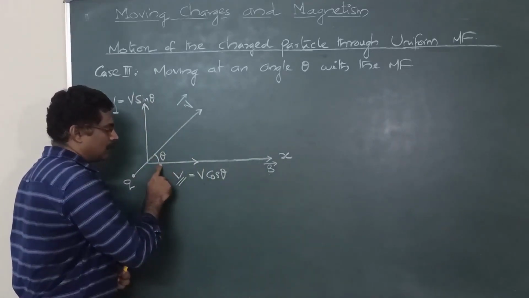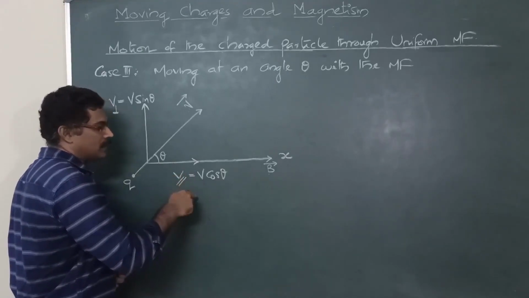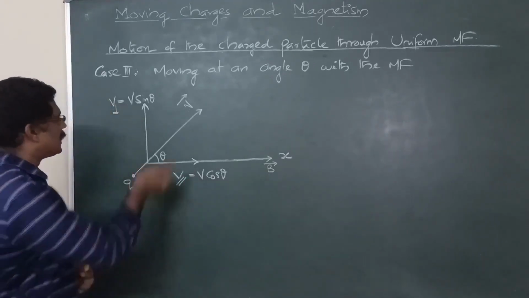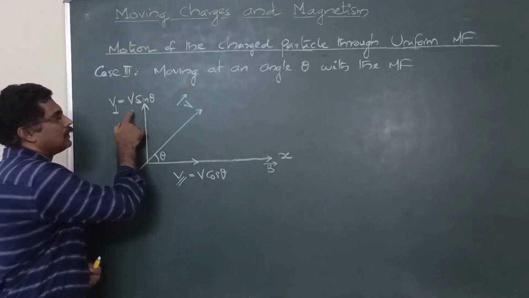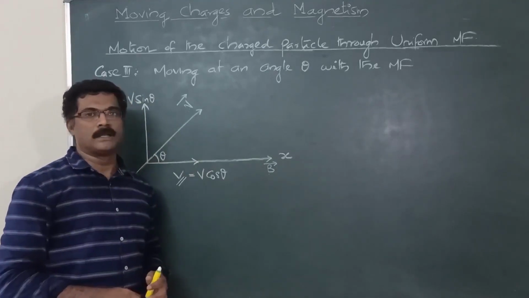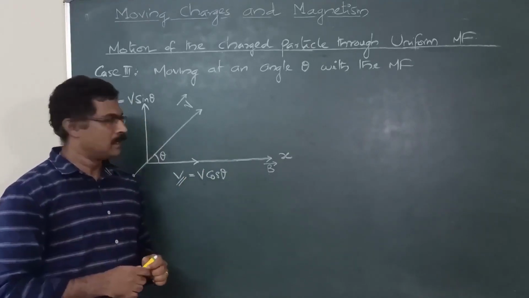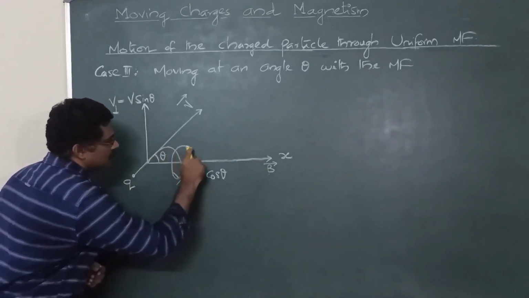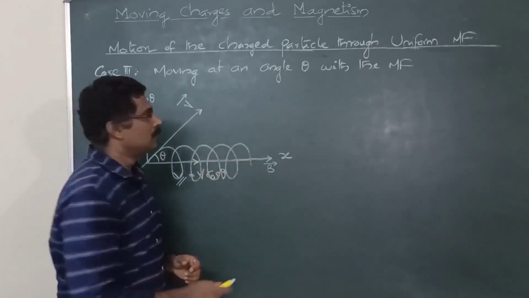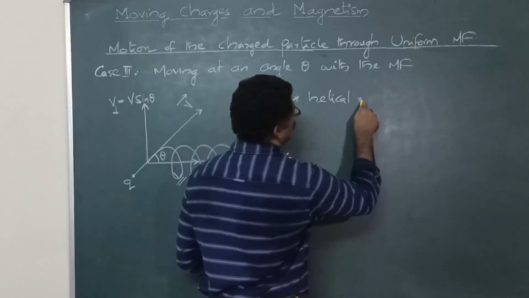So the charged particle moves along a straight line with constant velocity because of this component, and the charged particle describes a circular path because of this component of velocity. So the exact motion of the charged particle is the combination of straight line motion and circular motion, and it is like this. This is called the helical path, that is, helical motion.